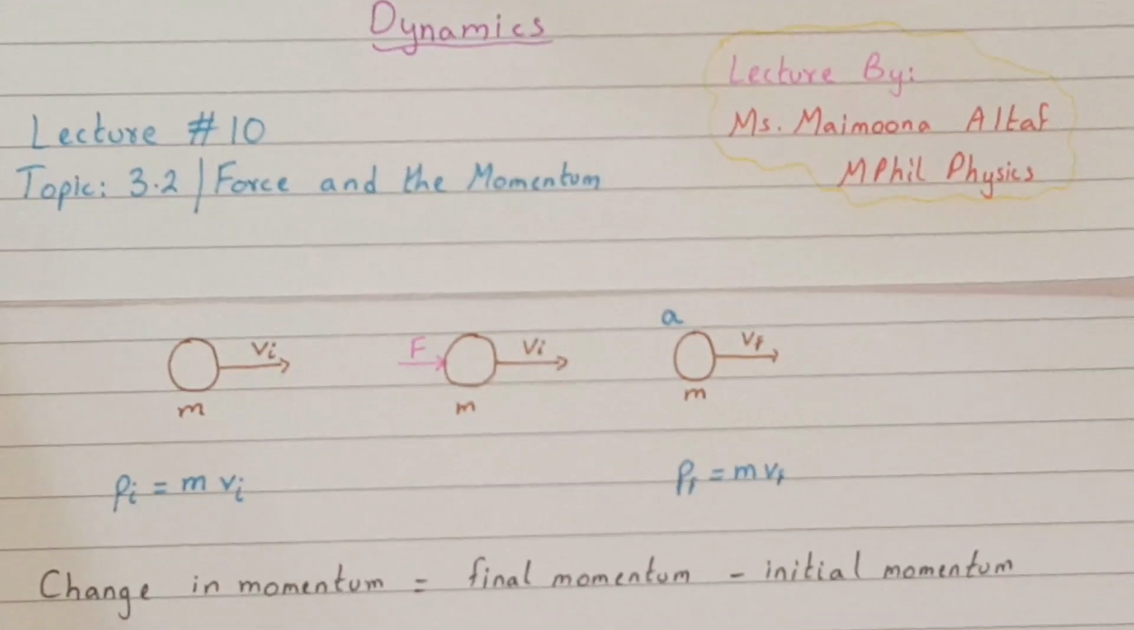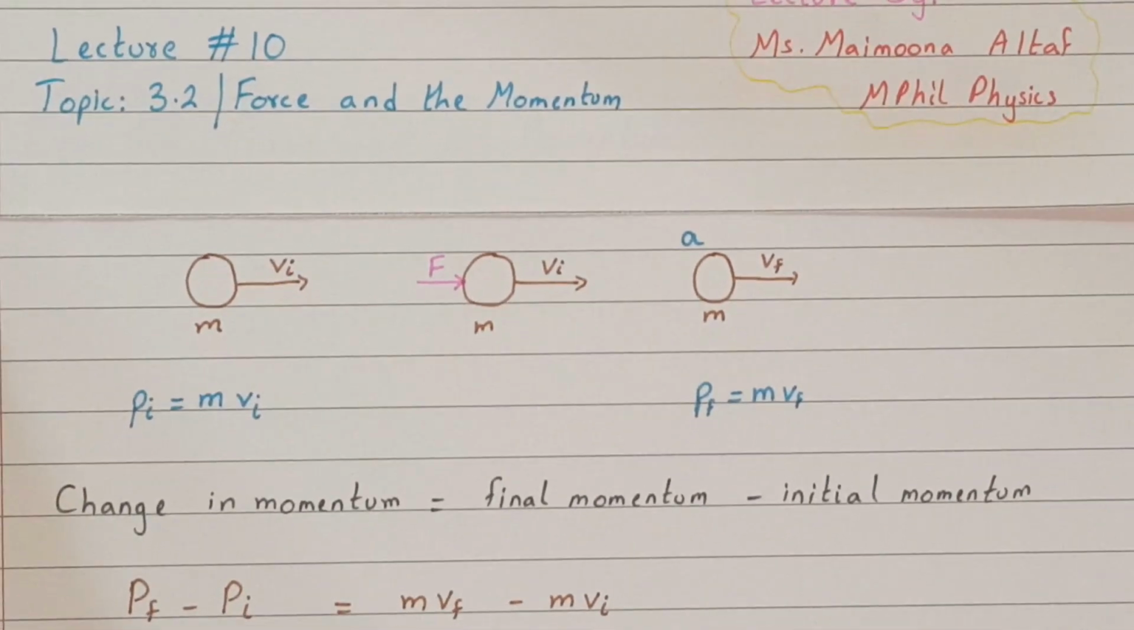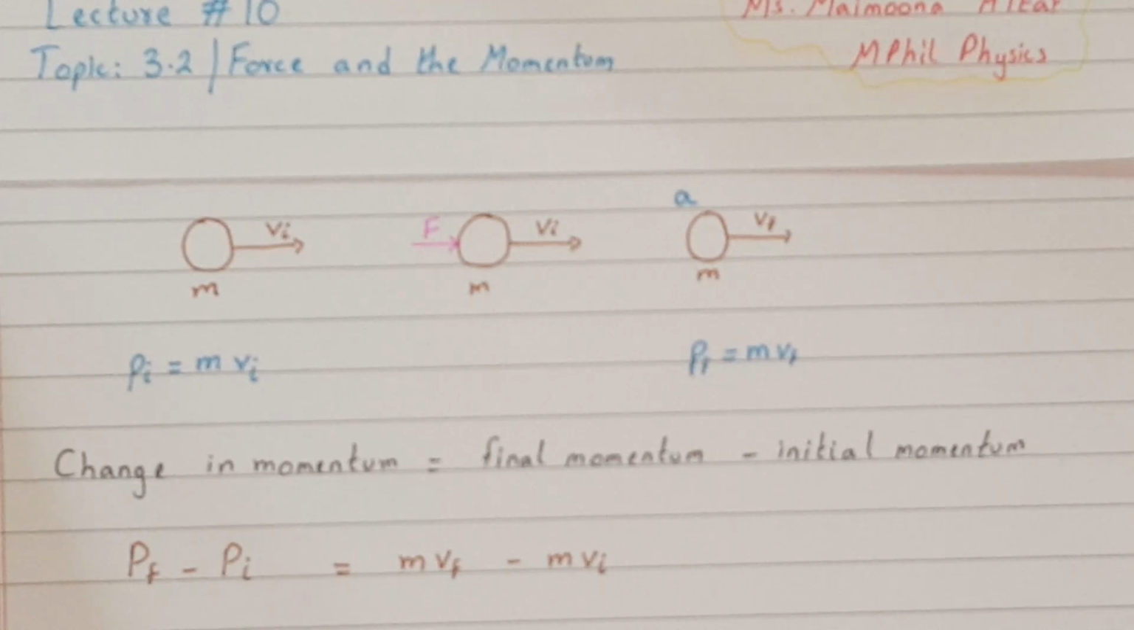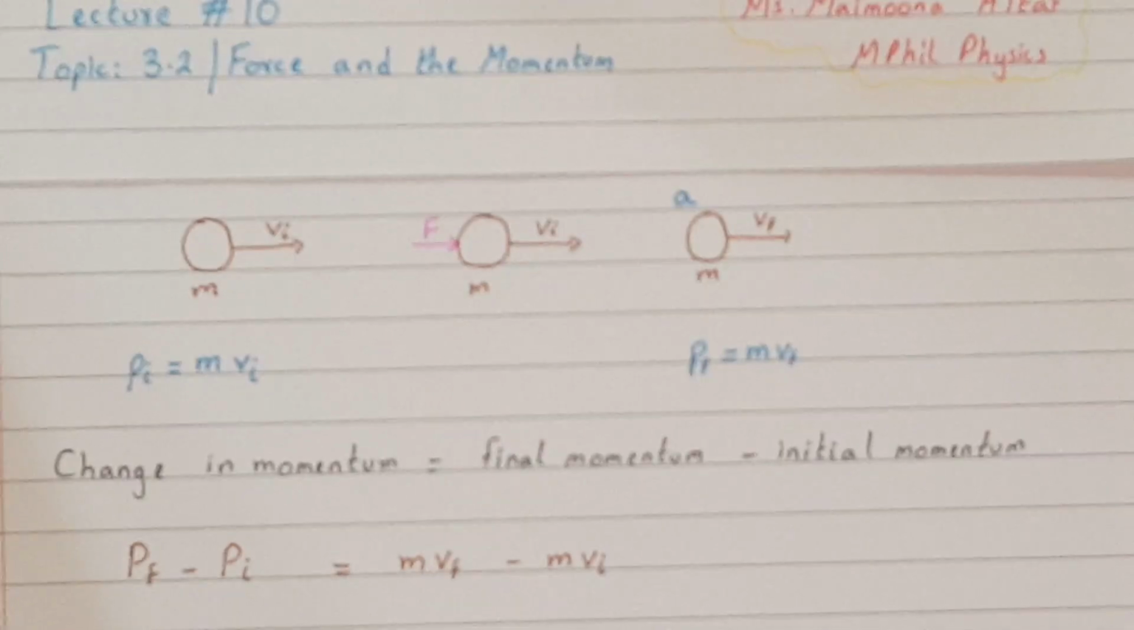So we can find the change in momentum as the final momentum minus the initial momentum, Pf minus Pi, where the final momentum is mvf and the initial momentum is mvi. So as a result, not only is there a change in velocity, but the momentum will also change when we apply the force on the moving body.